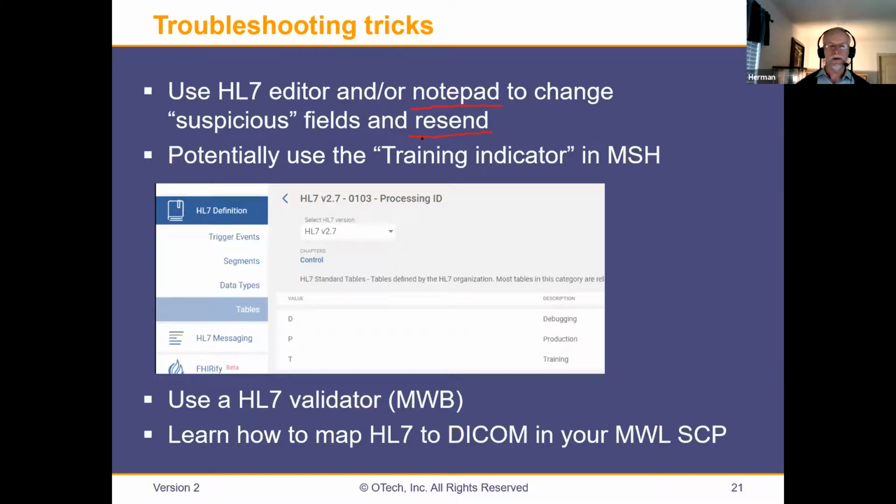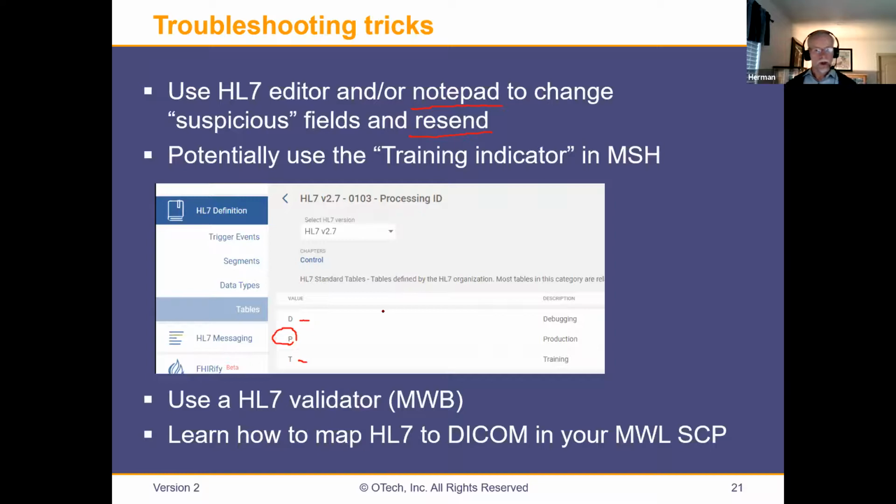And then remember the one that was in MSH, there was a field called processing type. So change that from P, production, to training or debugging, right? So you can do that.